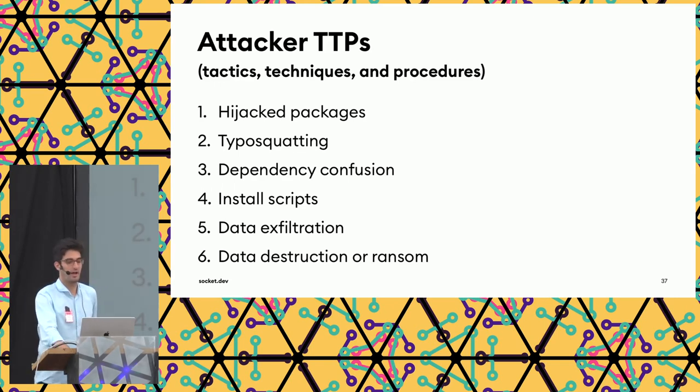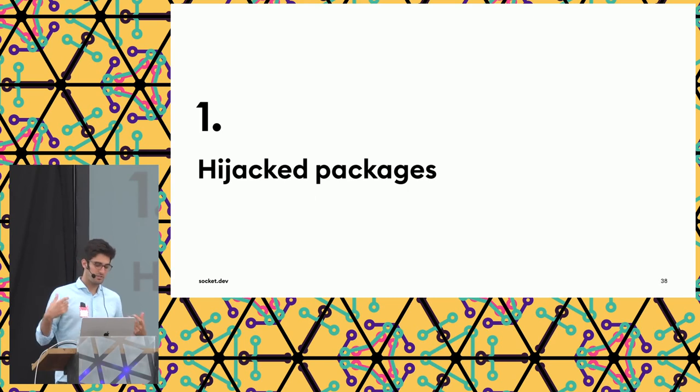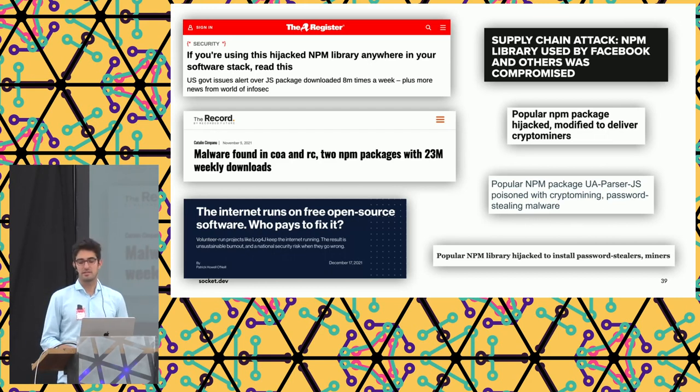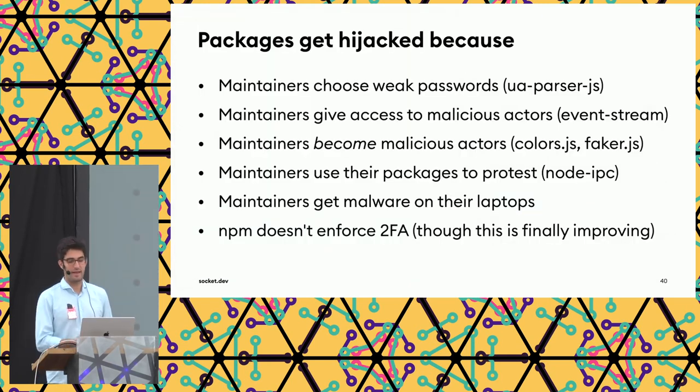Let's start with hijacked packages. This is the most common one that you see news stories about. Whenever you see a story about some NPM library being compromised, it's usually because of a package getting hijacked. And there are many ways that you can have a package get hijacked. Obviously, the maintainer could choose a weak password. That's what happened with UAParser.js. The maintainer could give access to a malicious actor. This happened with EventStream. Maintainers could become malicious themselves, which is hard to stop.